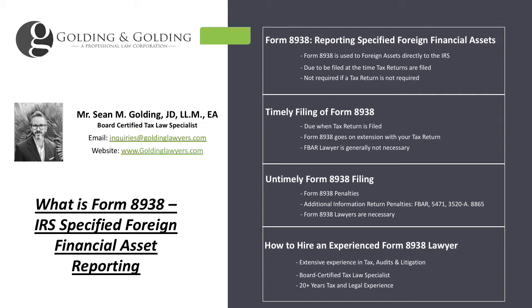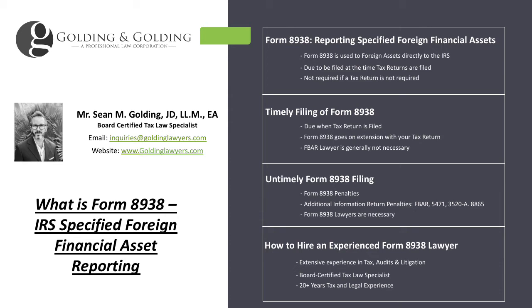With the FBAR, it's just $10,000. If it's more than $10,000, you file it. With the 8938, there's different thresholds depending on whether you're a foreign resident or non-foreign resident, and whether you're married filing joint, married filing separate, or single. If you're single or married filing separate and you're a non-foreign resident, it's going to be more than $50,000 on the last day of the year. Or if you have less than $50,000 but more than $75,000 on any other day of the year, you still file it.